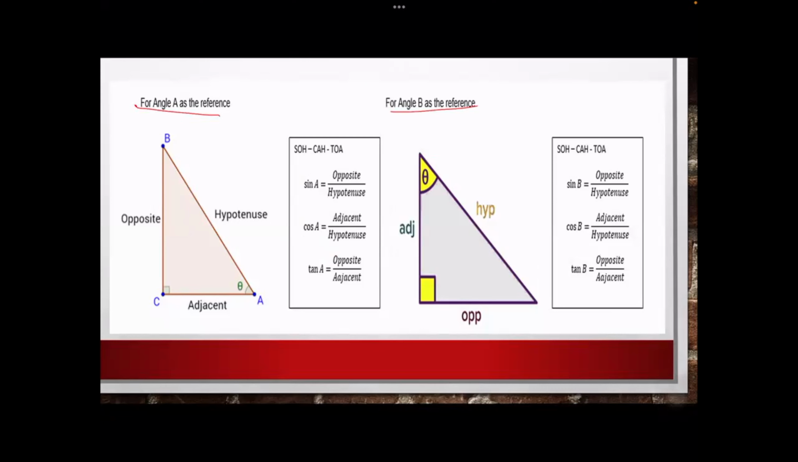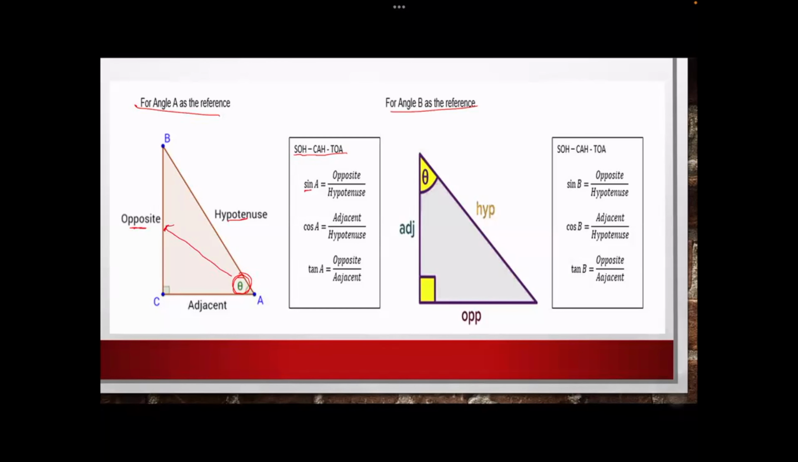Now for the angle A, hanapin nyo kung nasan yung theta. Itong theta na to, kasi that will be the reference. So yung A natin, since yung theta is nasa A, so therefore ito yung ating magiging reference angle. Gagamitan natin siya ng SOH CAH TOA. In this case, yung A natin, ang sine, opposite over hypotenuse. Andito yung opposite niya, tapos dito yung hypotenuse, kasi yung theta nakaharap siya dito.